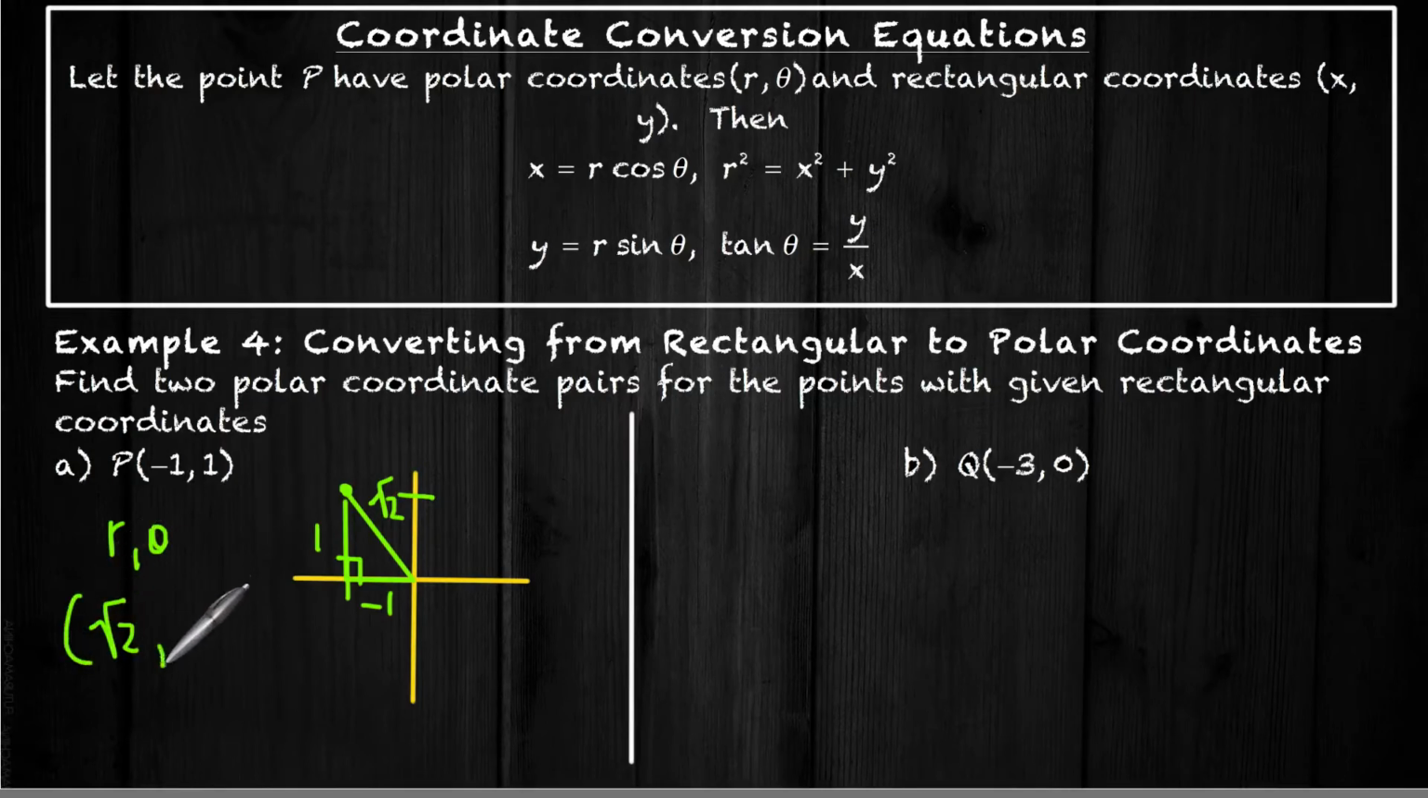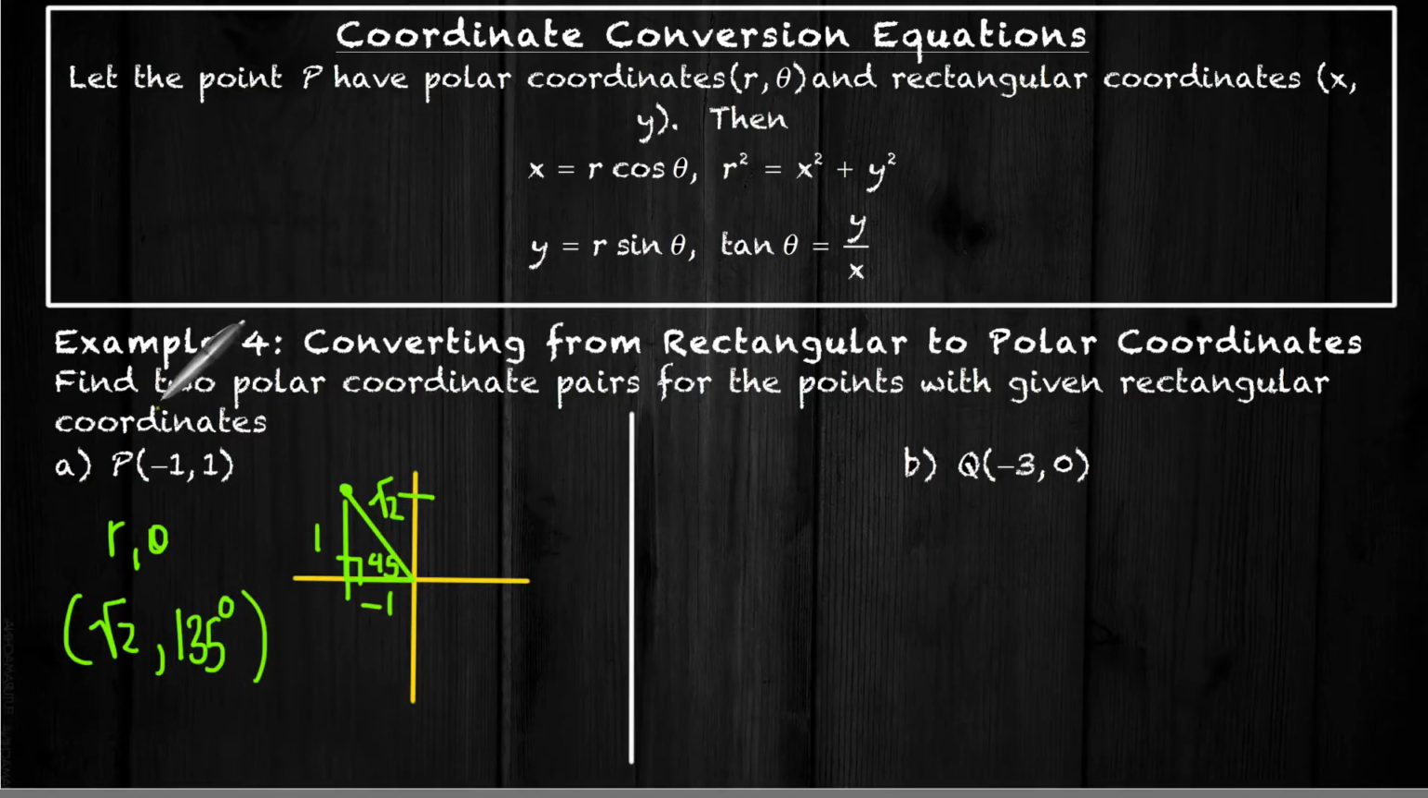And we don't need a calculator because we recognize this to be a 45, 45, 90 triangle. So this little angle right there is going to be 45. That makes the angle from standard position to be 135. So you can't use 45 because that's not in the second quadrant. So root 2 comma 135.